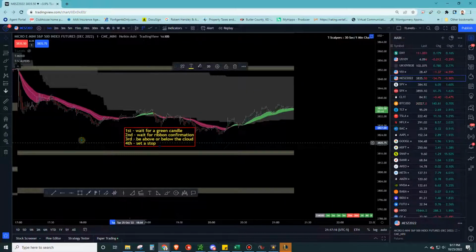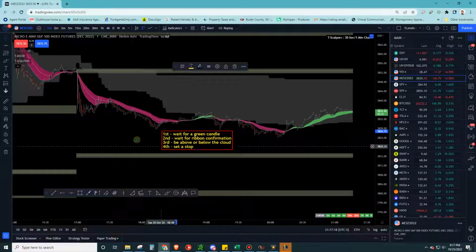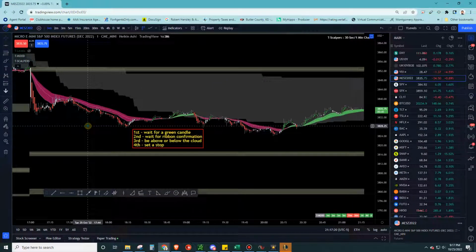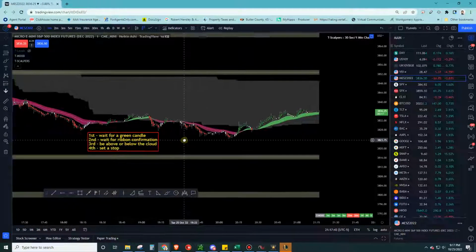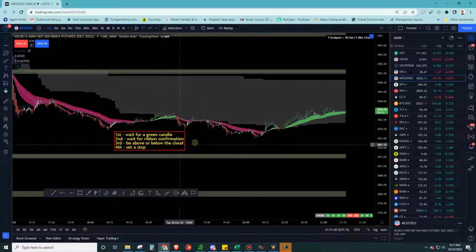All we're doing is this T Scalpers is going to give you a red candle when you're bearish. If you're below the ribbon and you're below the cloud, you have a trade setup. That would be a valid trade scalp. If you've got white candles, no trade. If you're in the band, no trade. If you're in the cloud, no trade. If the candle's green and you're underneath the cloud, no trade.